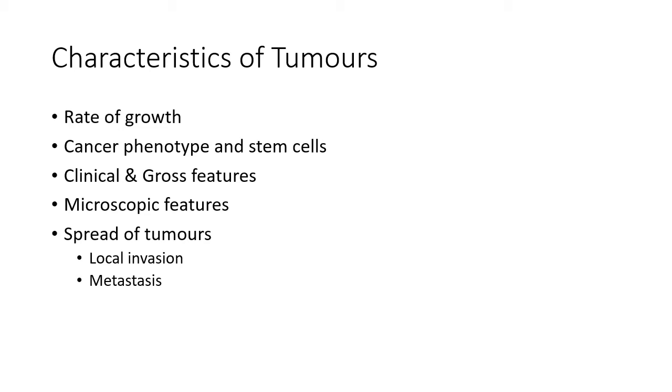The general characteristics of tumor can be described under the following 5 headings, that is 1. Rate of growth, 2. Cancer phenotype and stem cells, 3. Clinical and gross features, 4. Microscopic features, which is the important characteristic, and 5. The spread of tumors, which can be the local invasion or direct spread, and metastasis or distant spread.